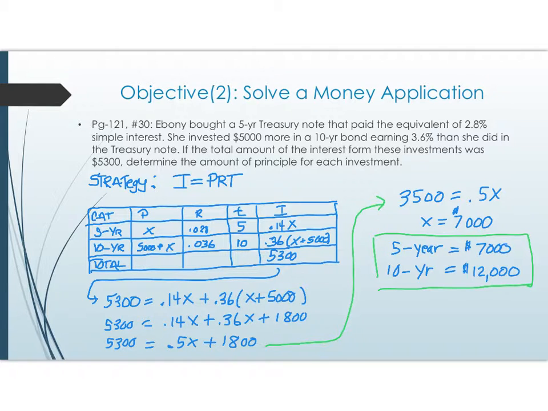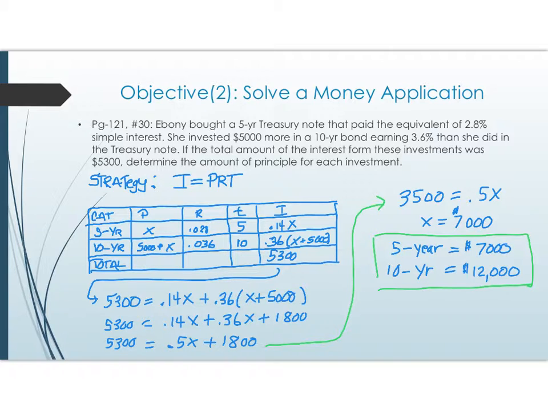So in solving our application problems, sometimes I draw pictures. For geometric problems, typically I draw pictures. For money problems and mixture problems, I usually have a table that I work with, and so I'll be using a table in this case to set up the information. So this is page 121 in your book, number 30.